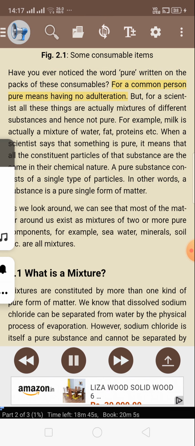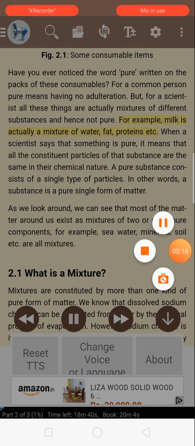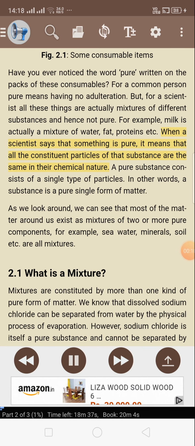For a common person, pure means having no adulteration. But for a scientist, all these things are actually mixtures of different substances and hence not pure. For example, milk is actually a mixture of water, fat, proteins, etc. When a scientist says that something is pure, it means that all the constituent particles of that substance are the same in chemical nature. A pure substance consists of a single type of particles. In other words, a substance is a pure single form of matter.